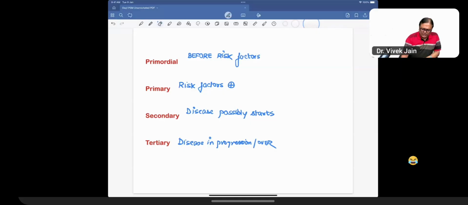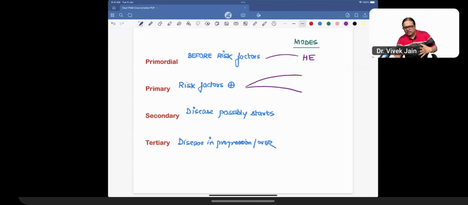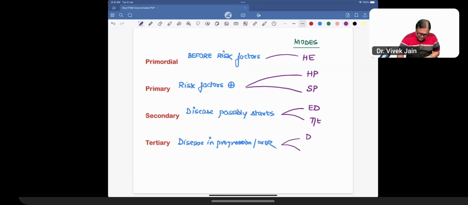Now, can you tell me how do we achieve them? Modes of intervention. Primordial, we achieve by health education. Primary by, how do we achieve primary level of prevention, friends? Another way of saying health education is, yes, better word is health promotion and specific protection. If disease starts, early diagnosis and treatment. And if disease is already in progression, diagnosis and treatment have already taken place. Yes, disability limitation and rehabilitation.